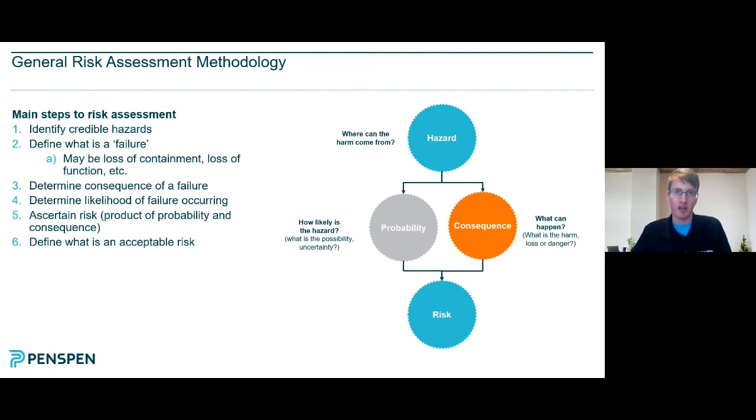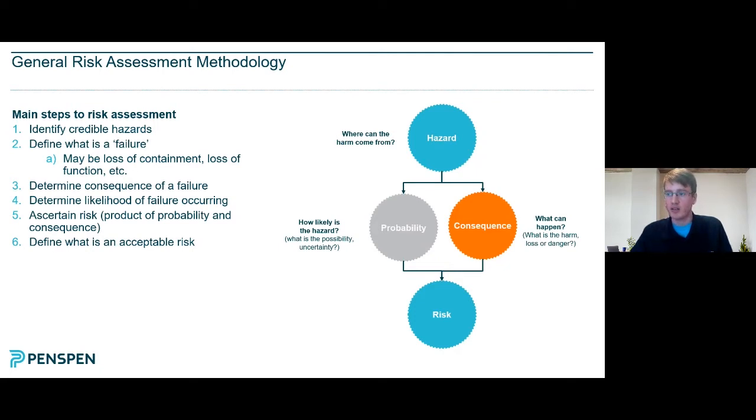So it might be that you're looking at a loss of operation at all, whether that's a blockage or some kind of malfunction, or whether you're looking at a more significant loss of containment where you do actually lose hydrocarbons to the environment and potentially expose personnel to those hydrocarbons. Then you need to determine your consequence of that type of failure. Usually this is health, safety and environmental, as well as economic and reputational.